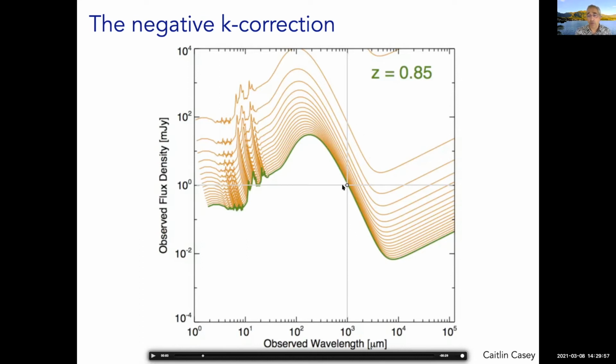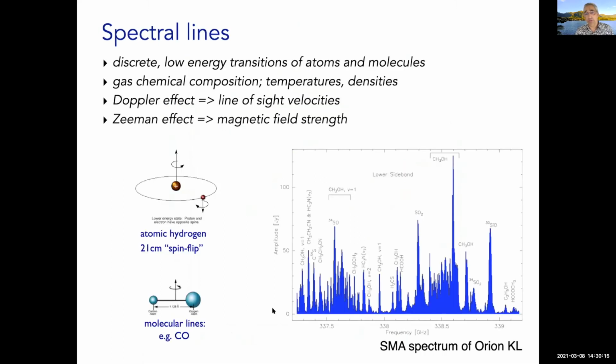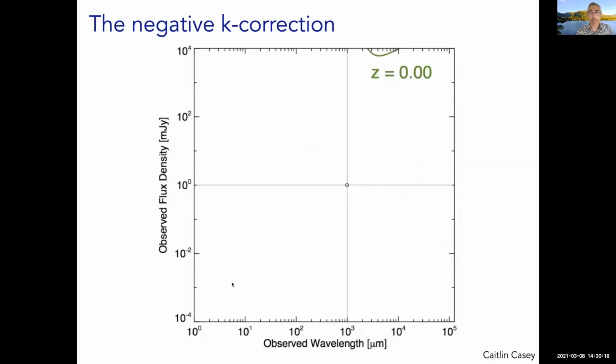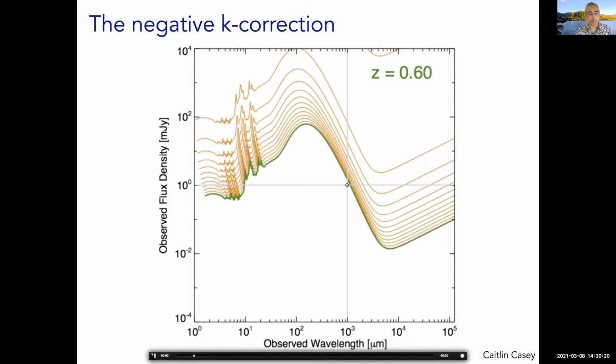Now, I've drawn lines here at 1 millimeter, and you can see that at 1 millimeter, the flux from this galaxy at z of 0.85 is about 1 millijansky. Now, as I move to higher redshifts, then you'll see that the SED will go down. As we move to higher redshifts, the SED goes down, the flux goes down just due to the greater distance, but it also shifts rightward to longer wavelengths because of the redshift.